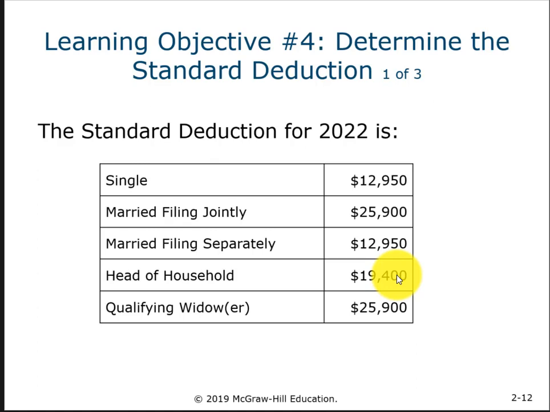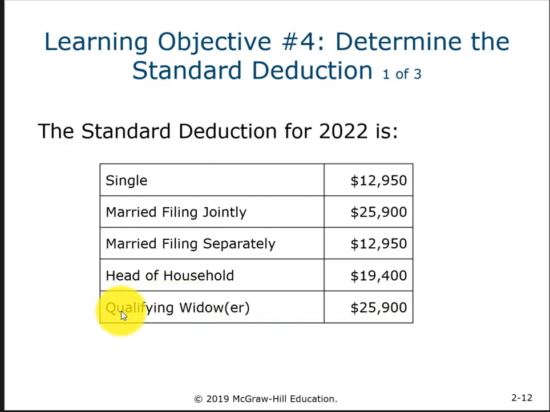These are adjusted every year for inflation automatically. Congress doesn't have to pass a new law or anything like that. It's determined each year by the IRS and published late in the year for us to use.